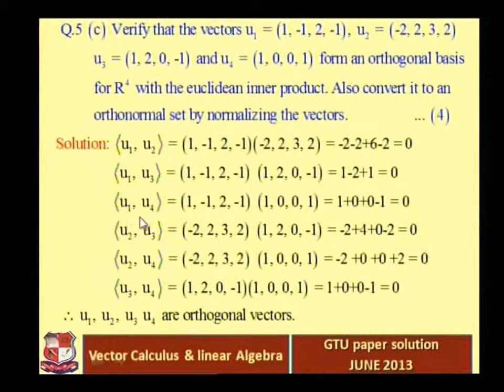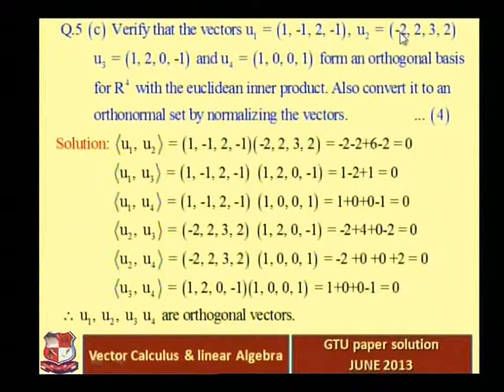Next we get inner product u1 u4. Let's see what is inner product u1 u4. u1 is (1, -1, 2, -1) and u4 is (1, 0, 0, 1). So 1 into 1 is 1, plus -1 into 0, then 2 into 0 is 0, and then -1 into 1, that is -1. So again we get 1 - 1, that is equal to 0. So we proved that inner product of u1 with each of u2, u3, u4 is equal to 0.